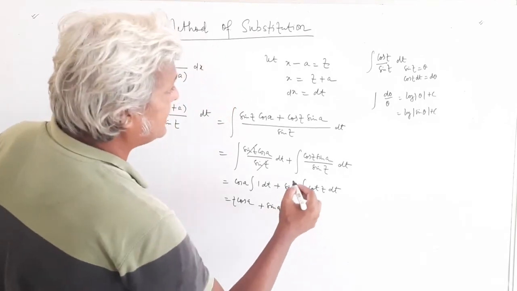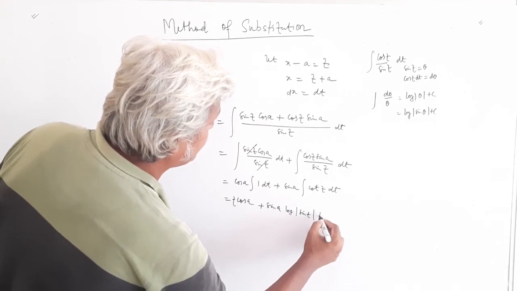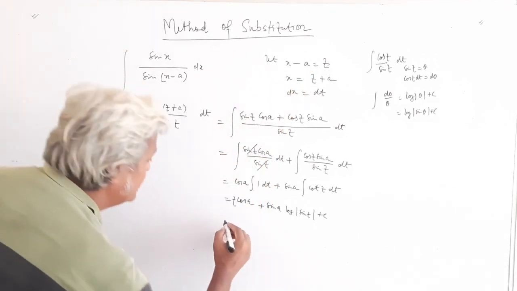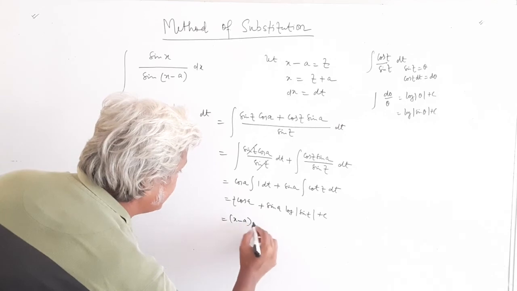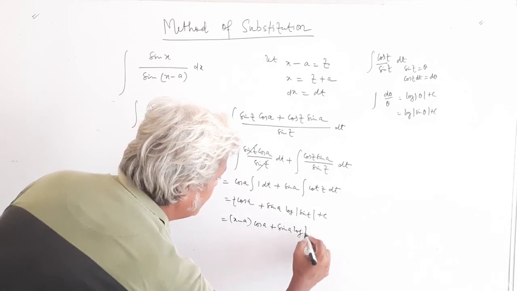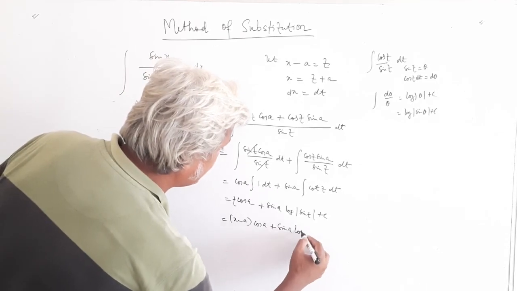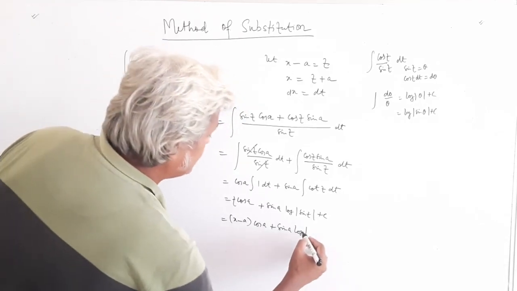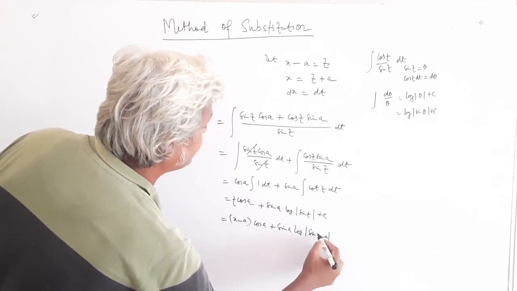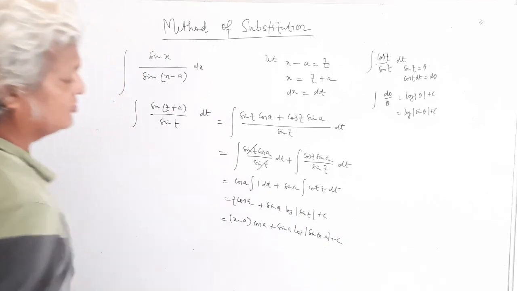So this will become sine a log mod sine t plus c. Now I need to put the value of t back into the expression. The t is x minus a, so this becomes x minus a times cos a plus sine a log mod sine of x minus a, plus c. So this is your answer.